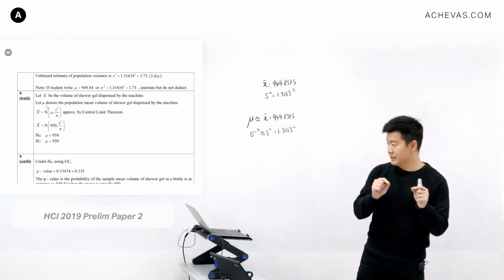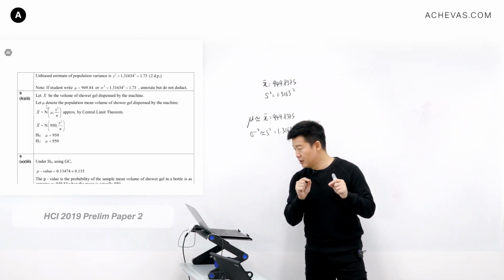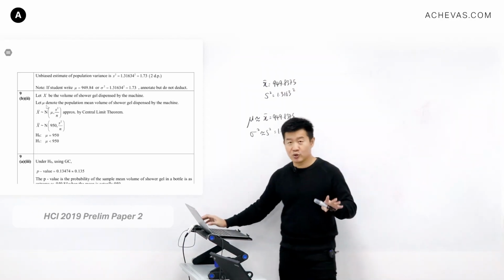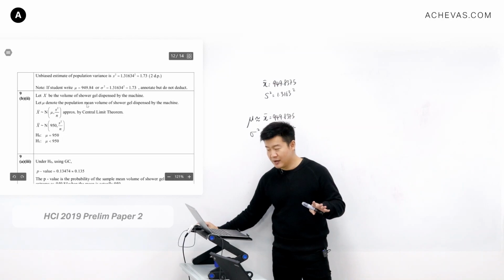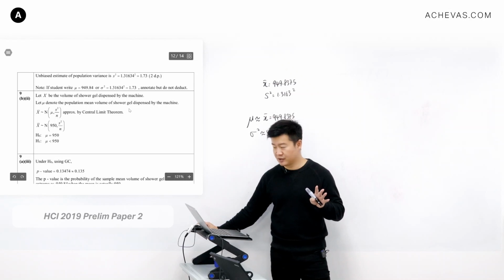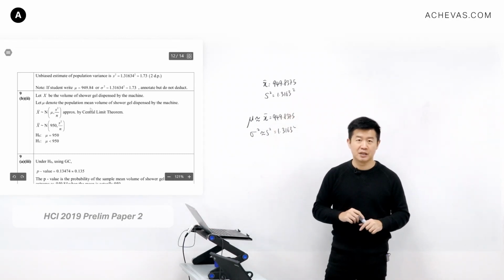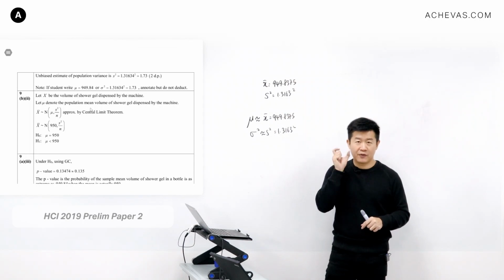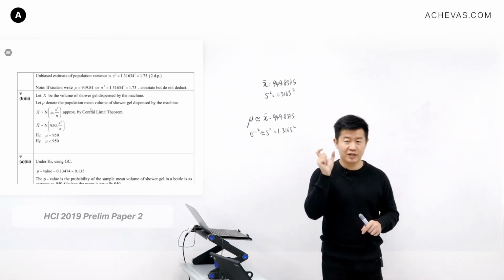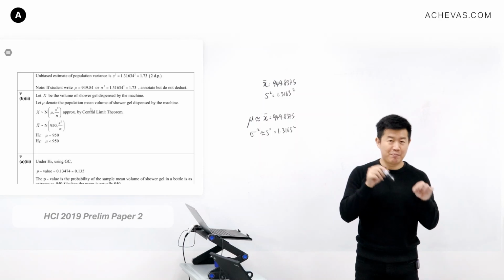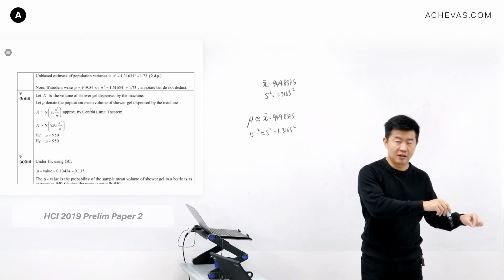You cannot say mu is the volume of the shower gel. You will also get it wrong. You must say mu is the mean volume. Sorry, mu is the population mean volume of the shower gel. Or you can say mu is the mean. Without the word population is also fine. Usually just the word mean is the overall mean. But you must mention the word mean. They are very, very particular about this because there are a lot of students who will just quote this, but they leave out the word mean. So mu is the mean of something. Okay?